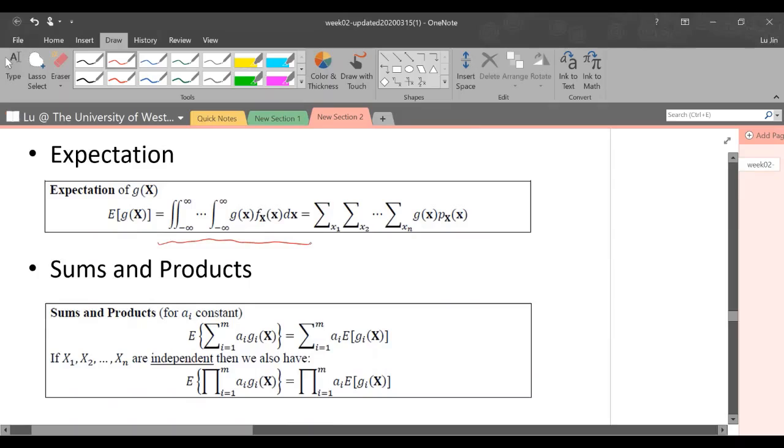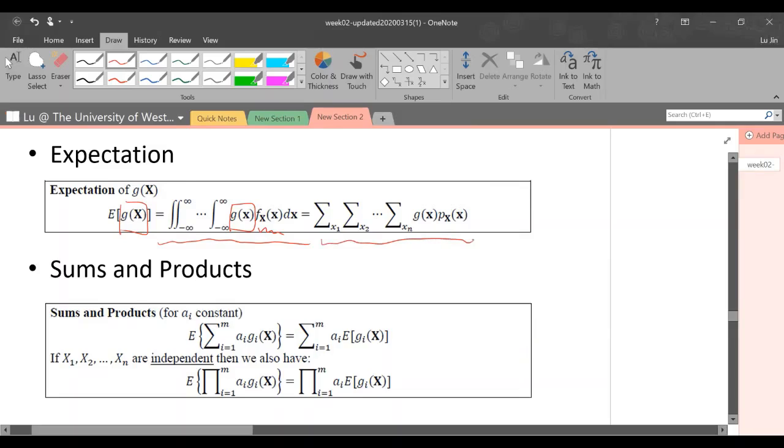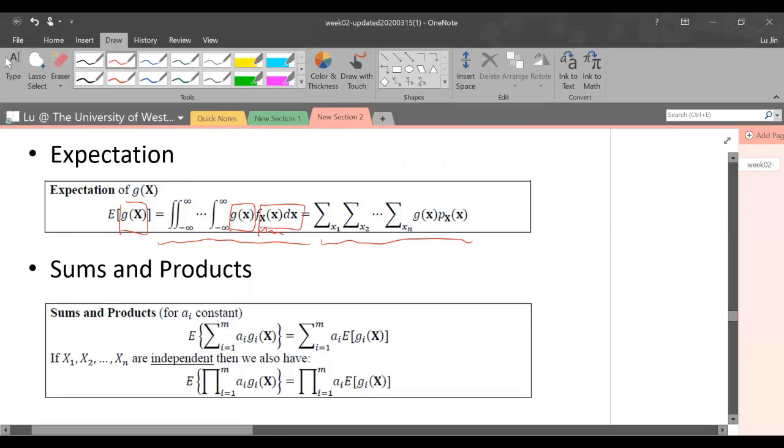And inside of the integration, we multiply by the joint PDF. The result will give you the expectation of the g function. This is for the continuous case. For the discrete case, it is roughly the same thing. We just need to replace the integration of the continuous case with summations, and replace the f_X dx with the joint PMF. So this is just a pair: one for continuous, one for discrete.